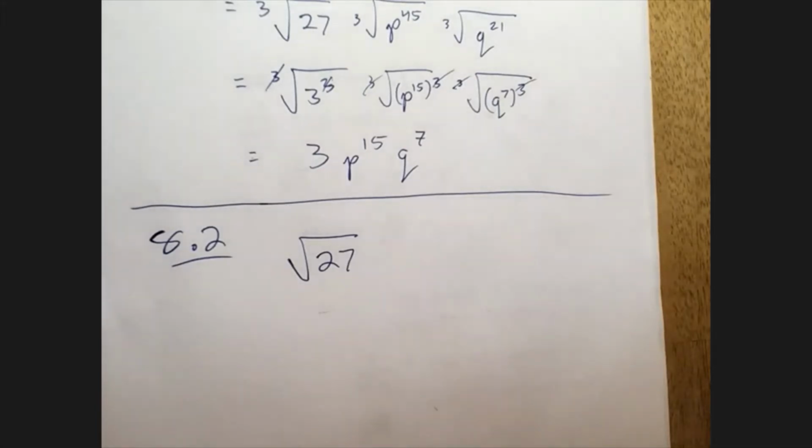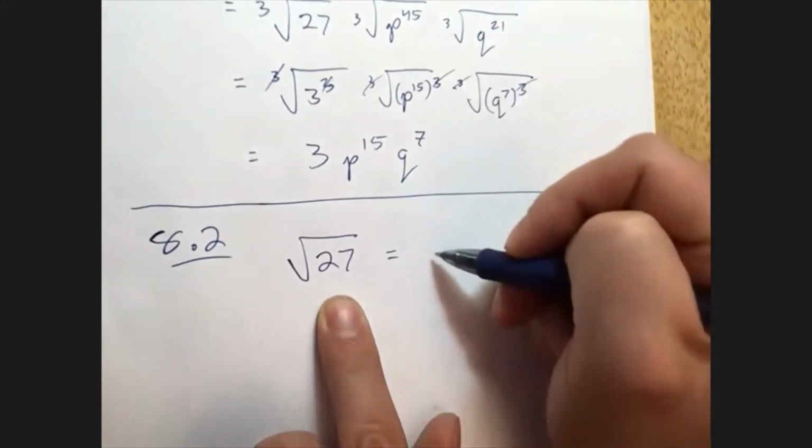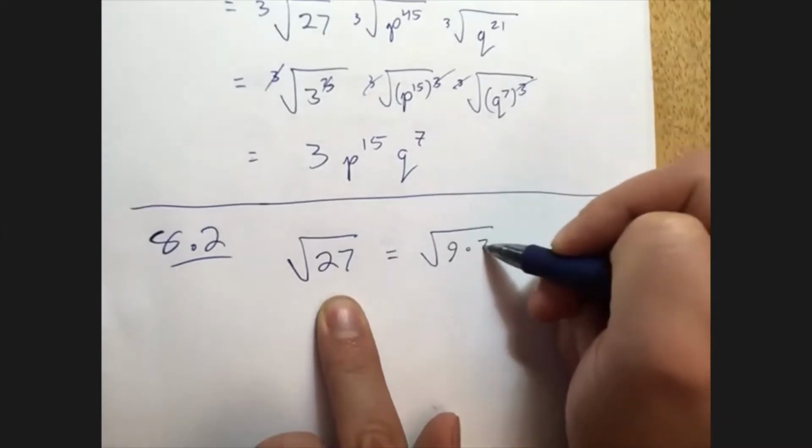So there is no number that when squared makes 27. So I can't immediately just write down an answer here, but I can simplify this. We can do something. Because even though 27 isn't a perfect square, it actually has a factor that is a perfect square. You see, 27 is 9 times 3.